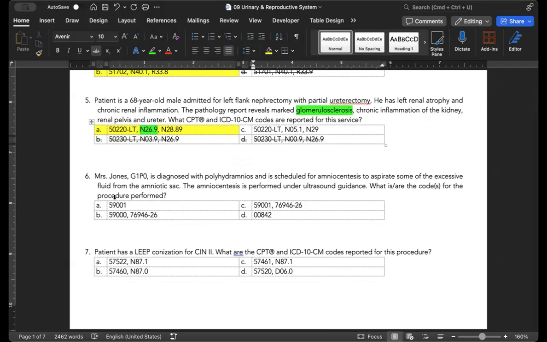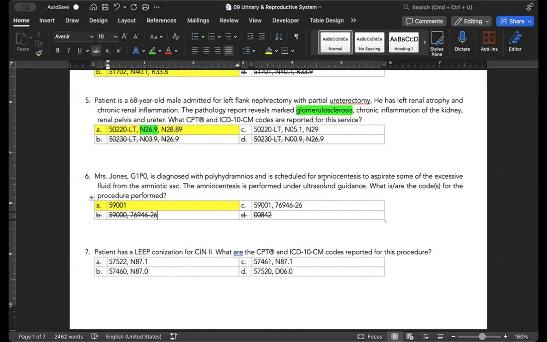So 59001 is going to be an amniocentesis, therapeutic amniotic fluid reduction, and it includes an ultrasound guidance. So 59001 is our code, right? Are we supposed to report the ultrasound guidance separately? No, correct. So we are only going to code the 59001 because that code is the amniocentesis itself, and it includes your ultrasound guidance.